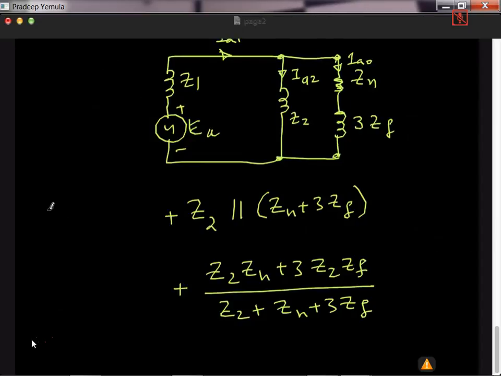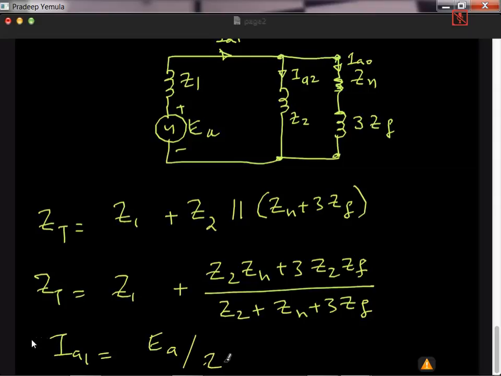So Z total impedance is equal to Z1 in series with the parallel combination. So this is Z1 plus this. And once I know the total impedance, what is the current? IA1. IA1 is nothing but EA divided by Z total.